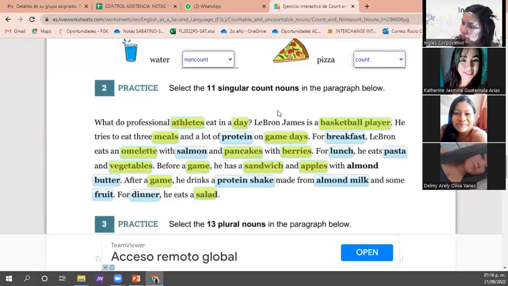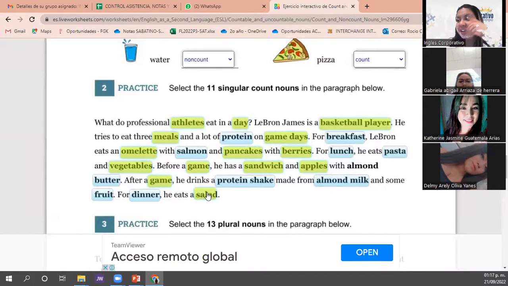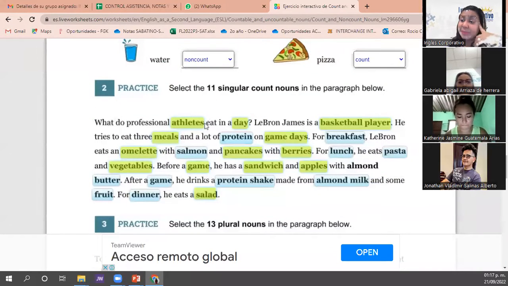Let's see how many. 1, 2, 3, 4, 5, 6, 7, 8, 9, 10, 11, 12, 13, 14. But there are only 11. Well, we'd say that the word game is repeated. Game lo eligió dos veces, teacher. Game, yes. Maybe it's only one. Look, it says select the 11 singular count nouns, so only singular. We are going to delete the plural because it only says singular.